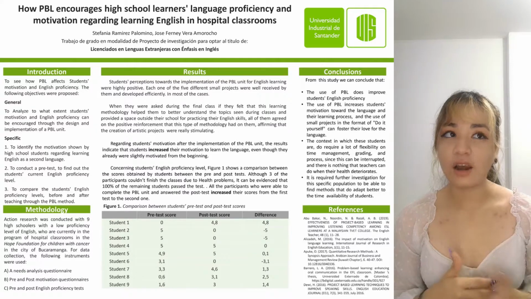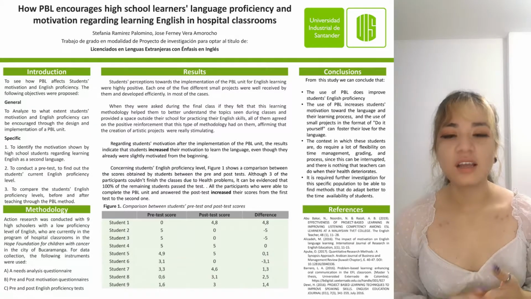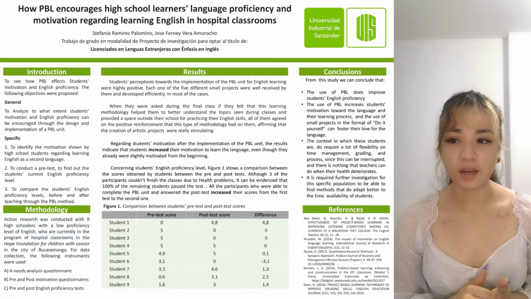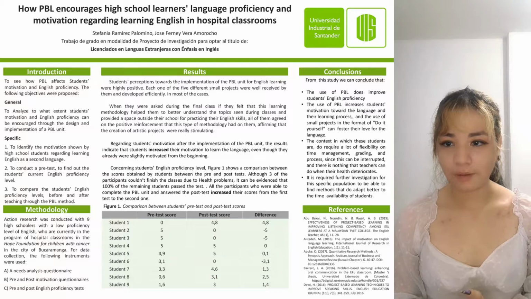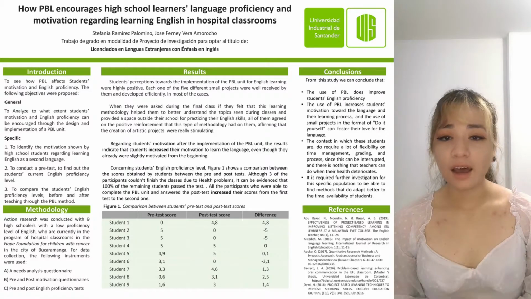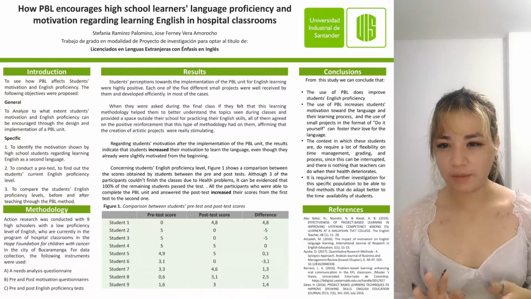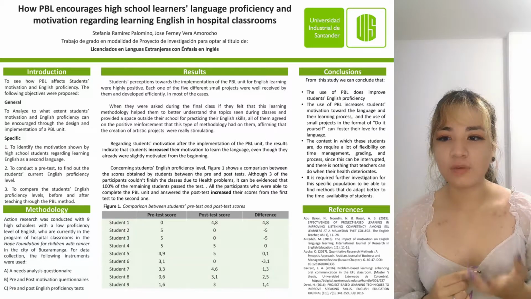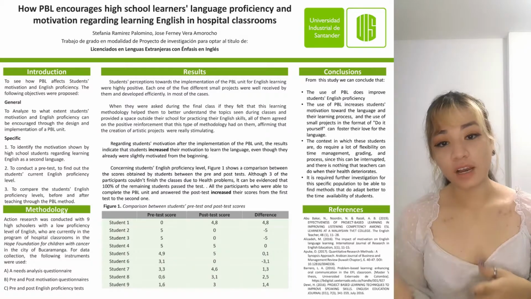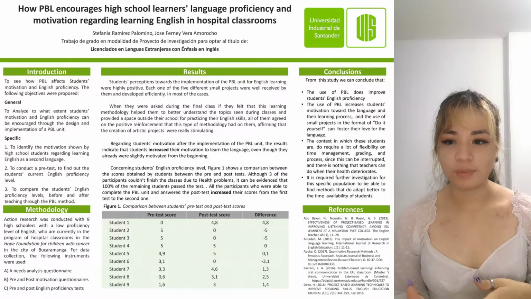They had a low proficiency level of English. They were currently in a hospital classrooms program at the Hope Foundation for Children with Cancer in the city of Bucaramanga, Colombia. We worked with a non-probabilistic sampling method for convenience reasons, because it was hard to have all the students available all the time to participate.